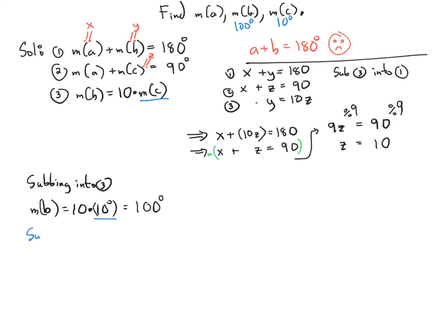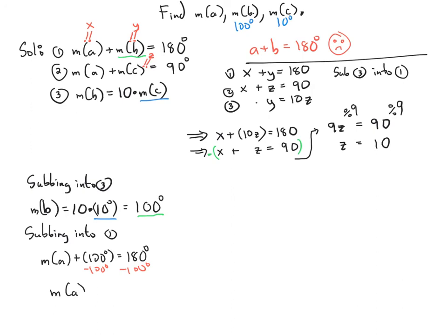So let's sub into 1. Subbing into 1 now, I get that the measure of A plus the measure of B, which is 100 degrees, so the measure of A plus 100 degrees equals 180 degrees. And all we do, of course, is subtract 100 from both sides. And we get that the measure of A is indeed 80 degrees. So we put that up here, 80 degrees, and we found the measure of all three angles using the information that we had.